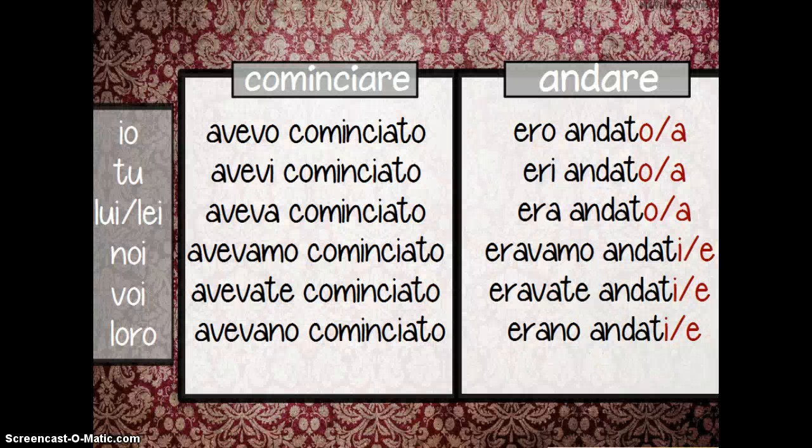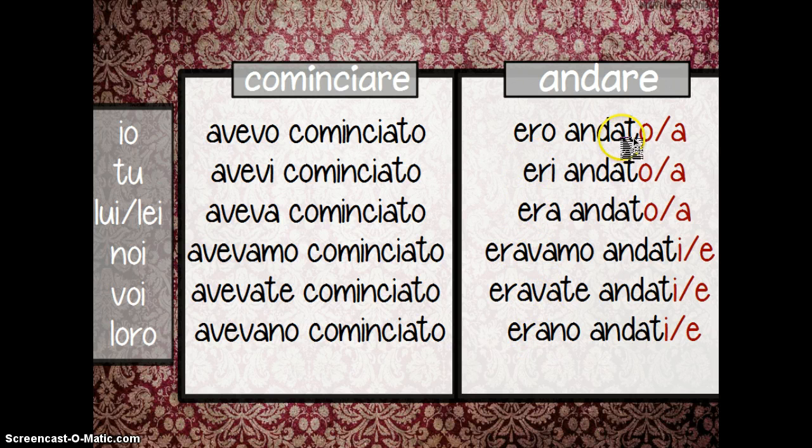So when we actually want to form the trapassato, we have these two different ways. So let's cominciare, to begin, cominciare. So here in this column we have avevo, avevi, aveva, avevamo, avevate, avevano. So our helping verb is avere. And you'll see that cominciato is the same for each and every one. You do not change the endings for avere verbs, so this one's a little easier. Then we have andare, which hopefully by now you know is a house verb. So we have to use essere, which is ero, eri, era, eravamo, eravate, erano.